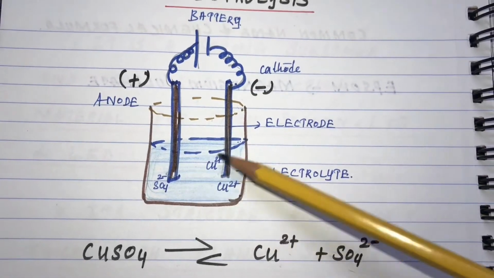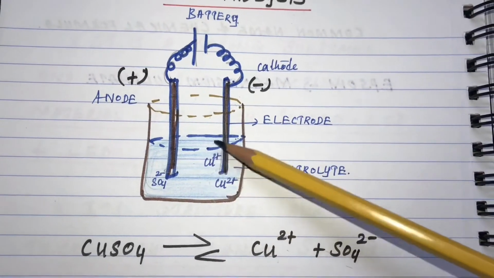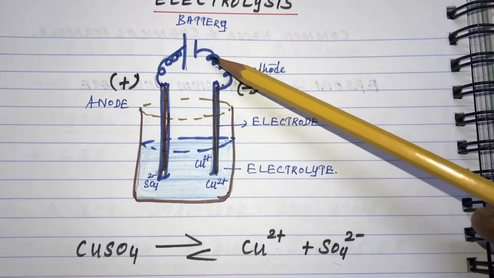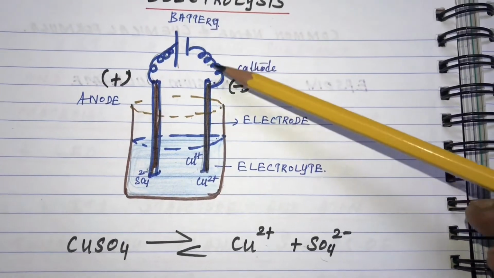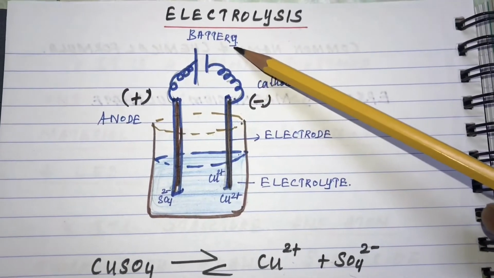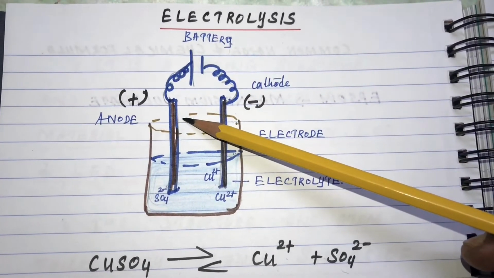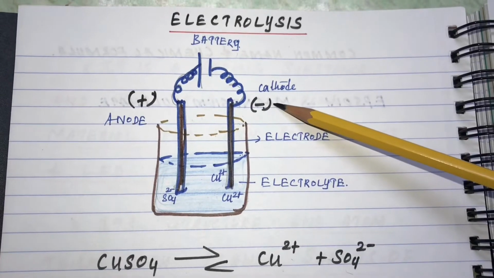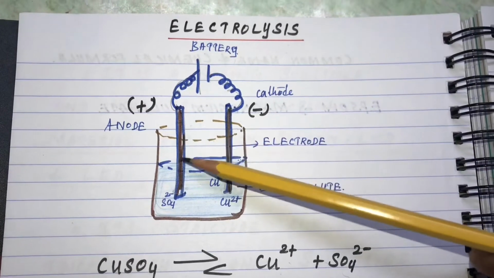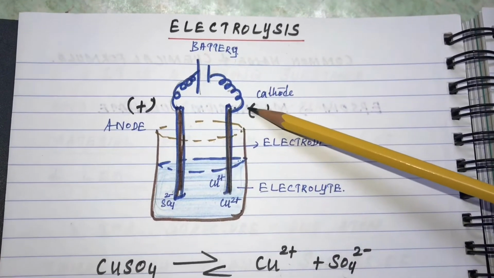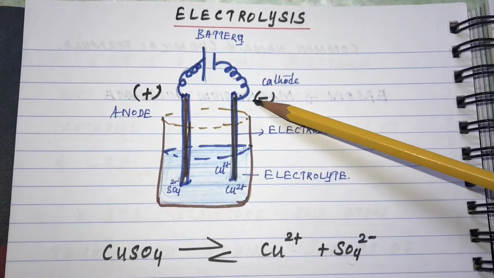Here, two metal rods are called electrodes and are connected by means of a battery. The metal rods are connected to the source called the battery. Here the positive plate is called the anode and the negative plate is called the cathode. The anode and cathode are called electrodes for the passage of electric current.